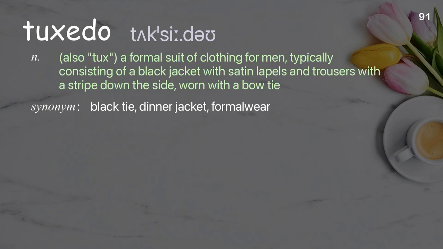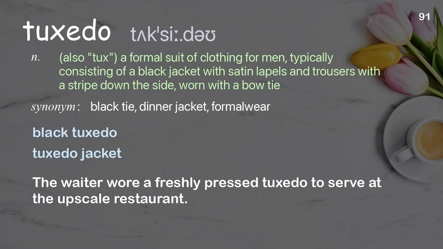Tuxedo. Also tux, a formal suit of clothing for men, typically consisting of a black jacket with satin lapels and trousers with a stripe down the side, worn with a bow tie. Examples: Black tuxedo, tuxedo jacket. The waiter wore a freshly pressed tuxedo to serve at the upscale restaurant.